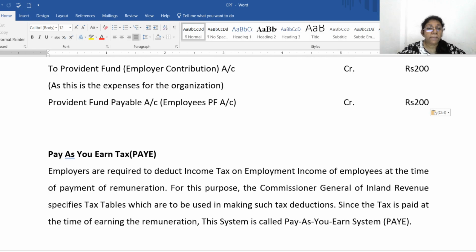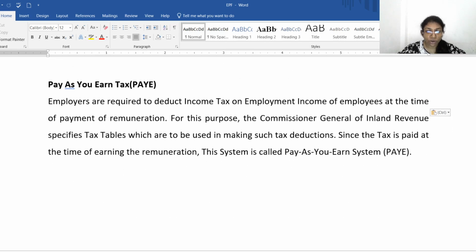Next one is pay as you earn tax, normally known as PAYE. Employers are required to deduct the income tax on employment income from the employee at the time of payment of remuneration or salary. For this purpose, the Commissioner General of Inland Revenue specifies a tax table which is used in making such tax deductions. Since the tax is paid at the time of remuneration, this system is called the pay as you earn system.